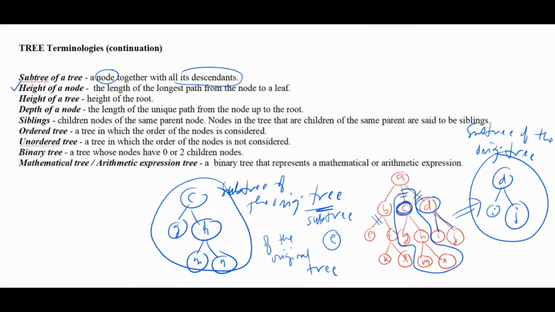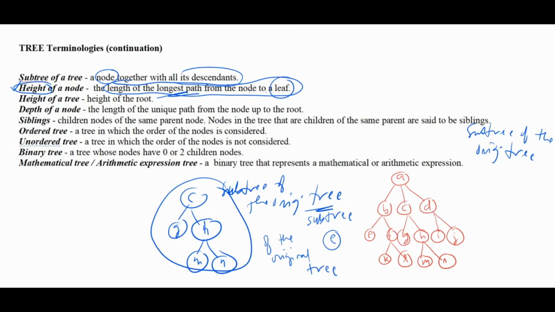Next is height of a node. The height of a node in the tree is the length of the longest path from the node to a leaf. So when you try to get the height of a node, you're going to find the longest path from the node down to a leaf. So if we're going to find the height of node C, what is the height of node C? You find the longest path from the node C to a leaf.